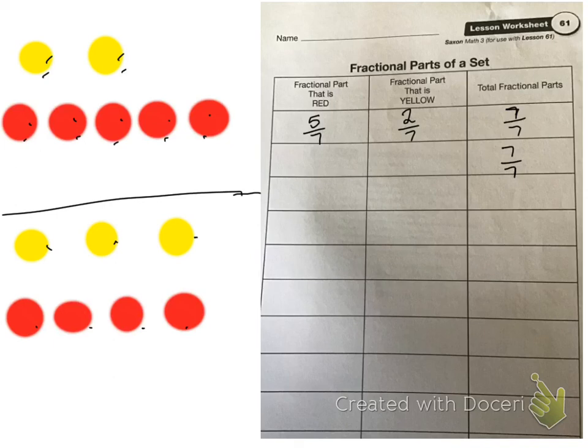All right, so what fractional part is red? I have 1, 2, 3, 4 red beads. So my red fraction will be 4/7. Okay, what fractional part is yellow? If we look, 1, 2, 3 yellow beads. So the fraction will be 3/7. All right, and that is it for this homework, and good luck.